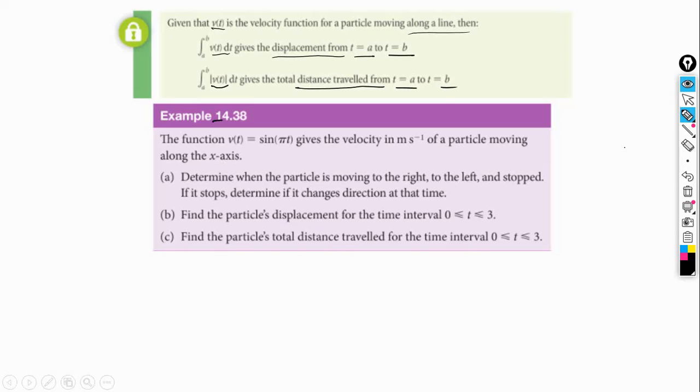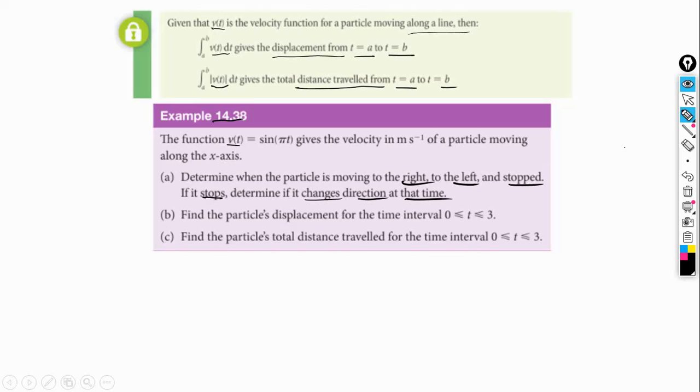So in example 14.38, they say the function velocity as a function of time is equal to sine of pi times t, which gives the velocity in meters per second of a particle moving along the x-axis. A, determine when the particle is moving to the right, to the left, and stopped. If it stops, determine if it changes direction at that time.